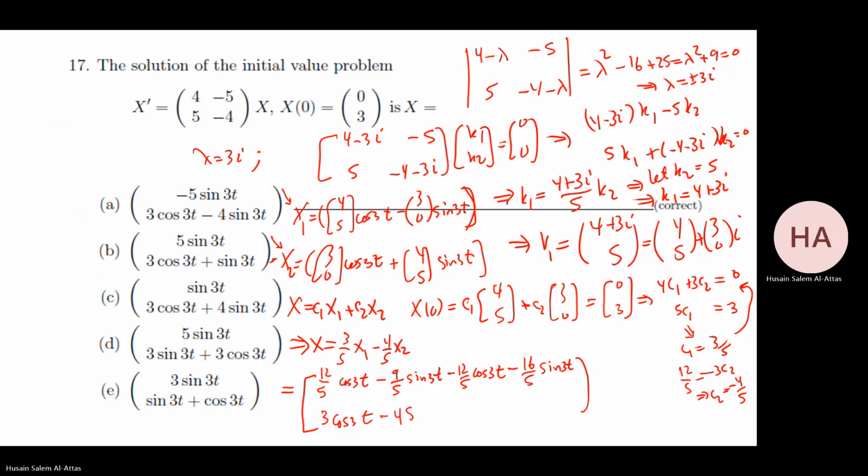Minus 4 sine 3t. No, look at this. This is cancelled. Minus 25 over 5, which is minus 5 sine 3t. And here I have 3 cosine 3t minus 4 sine 3t. So I have this answer. Okay, now let me do questions from the book.